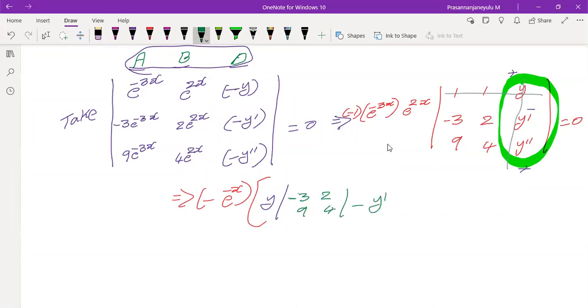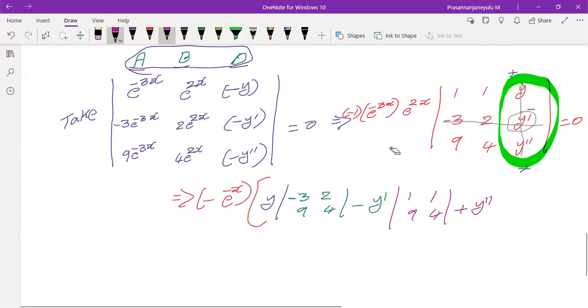Minus y dash into. Now we are finding the determinant along y dash. That means which elements do we have to eliminate? This is in the second row, third column. So eliminate the second row and third column elements, then find the determinant of 1, 1, 9, 4. Plus y double dash into. Next, we have to eliminate, okay, y double dash. Sorry.